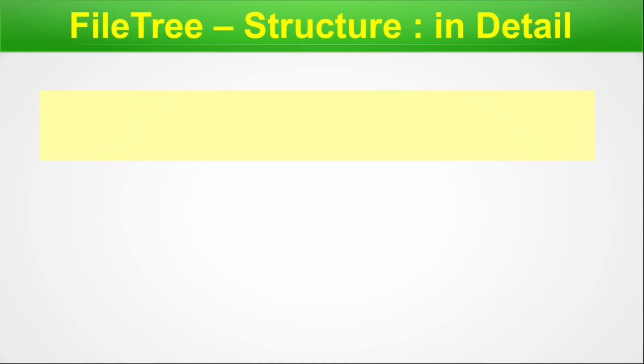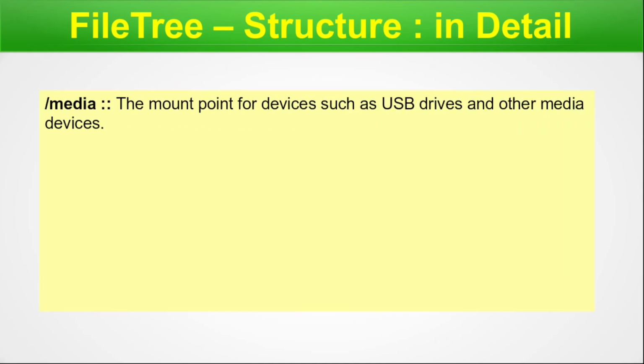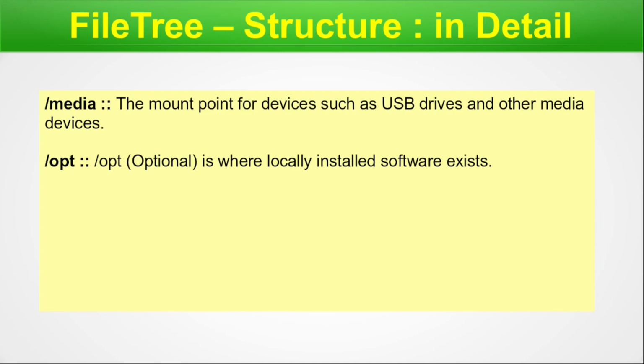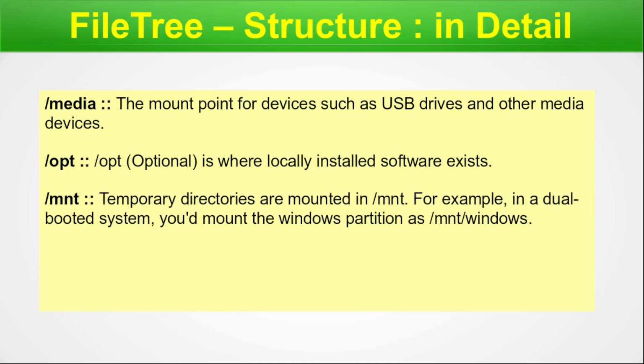Move on to the next points. /media is the mount point for devices such as USB devices and other media devices. /opt is optional, where locally installed software exists. So this is for locally installed software. /mnt: temporary directories are mounted in /mnt. I'll go into detail on the mounting concept later. For now, you can remember that temporary directories are mounted in /mnt. For example, in a dual boot system, you would mount the Windows partition as /mnt/Windows.